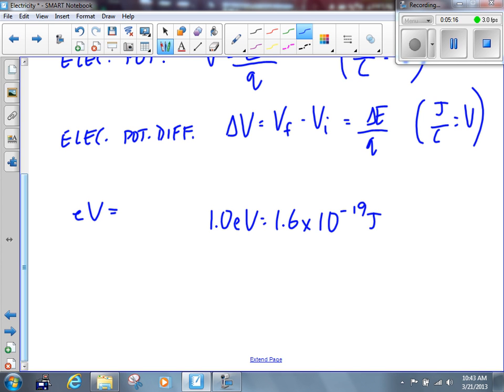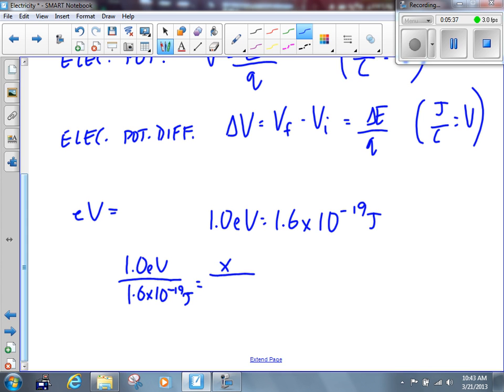Convert from electron volts to joules. Let's set up a ratio. 1 electron volt over 1.6 times 10 to the minus 19 joules equals, well, depends on what you're solving for here. If you're looking for the number of electron volts, then you're going to put the x on the top. Okay, x electron volts over however many joules you have.